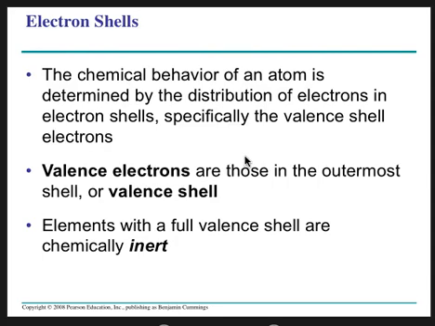So here's your electron shell definition. The outermost shell that has electrons in it is called a valence shell. The electrons in that shell are called valence electrons. If the outer shell is completely full, okay, then it's considered inert, meaning it's chemically stable. It doesn't want to give up any electrons. It doesn't want to lose any electrons. Its shell is full. It's happy. It's content.